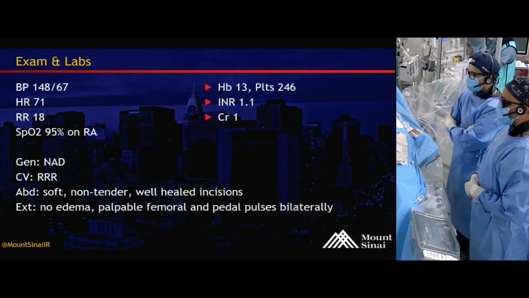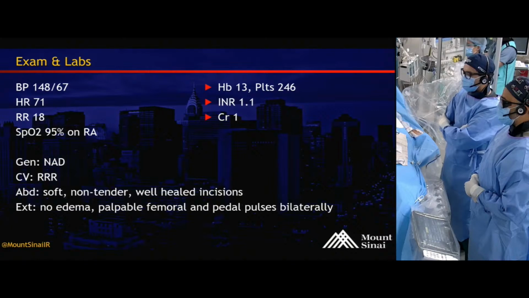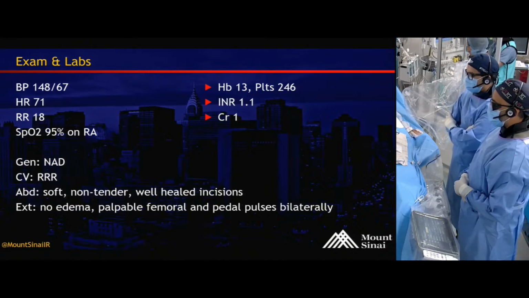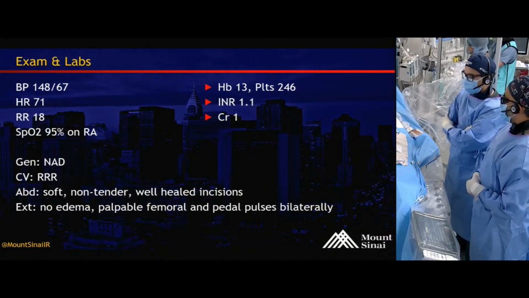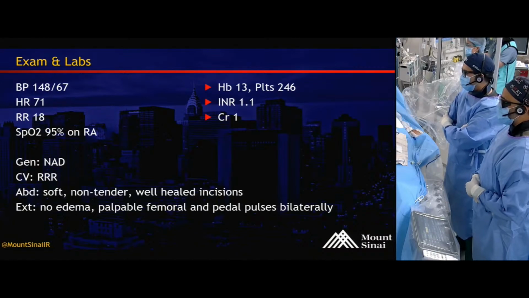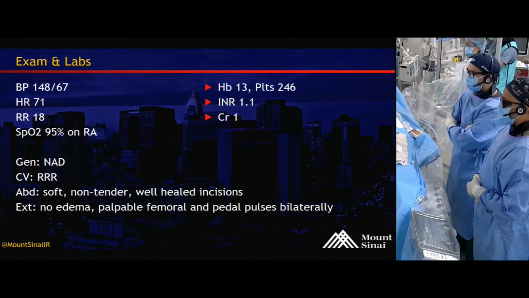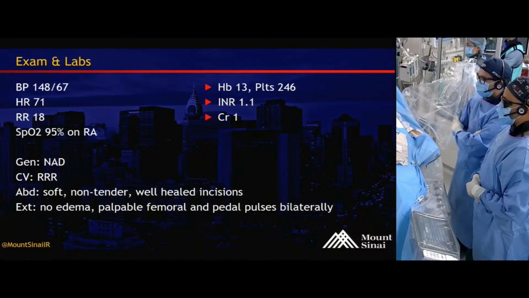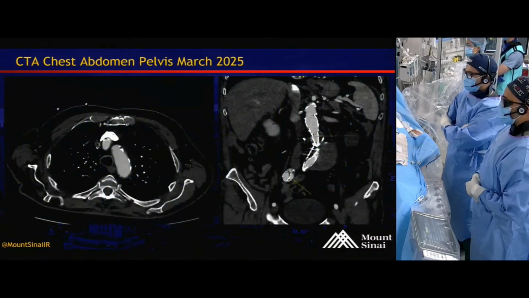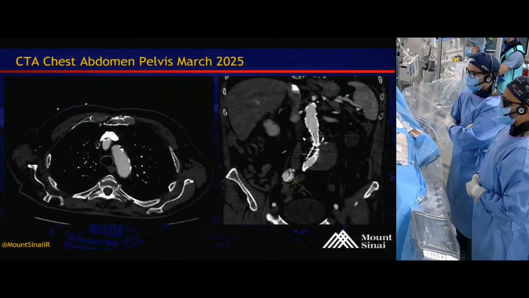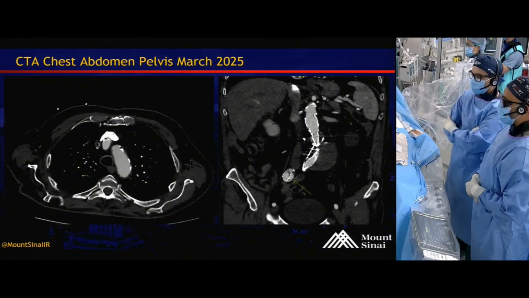His exams and labs were grossly unremarkable. He was a little hypertensive, but otherwise his femoral and pedal pulses were good. His abdomen was soft, and his labs were all within normal limits. Next slide. So this is his most recent CTA chest, abdomen, pelvis from March of this year. If you could play the video.